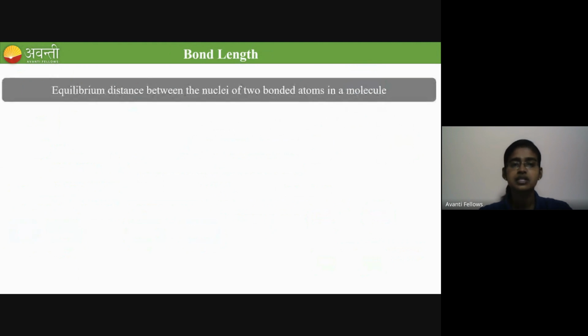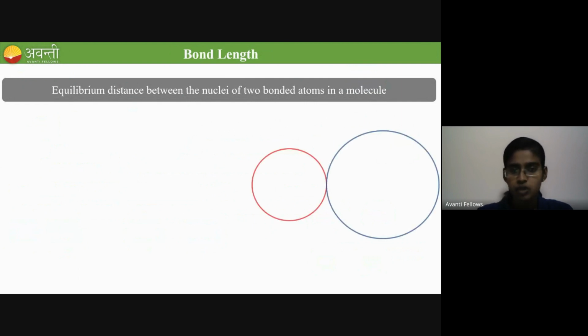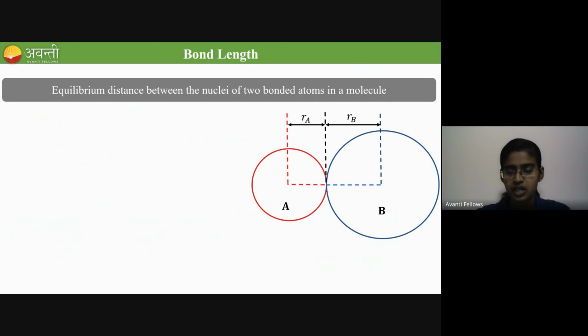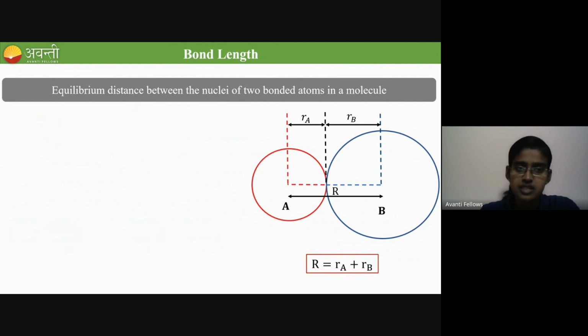It is the equilibrium distance between the nuclei of two bonded atoms in a molecule. So I'm going to take a molecule. The first, red color atom is atom A and the blue color is atom B. There is a nucleus present at the center of each atom, right? If you connect the nuclei of both atoms, you get the equilibrium distance. And if I cut this like this, I will get the radius of A separately and the radius of B separately. Now the whole distance is denoted by the letter capital R. So capital R is equal to the radius of atom A plus radius of atom B. That capital R is called bond length. Okay, the equilibrium distance between the nuclei of two bonded atoms in a molecule is called bond length.